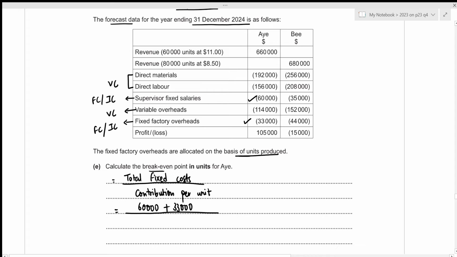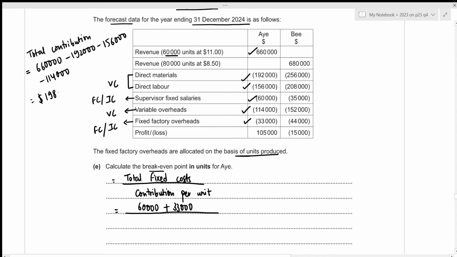the number of units. So our total contribution will just be revenue minus the total of our direct cost or the variable cost, which in this case is 660,000. That's the revenue, minus 192,000, minus 156,000, and minus 114,000. And this results in the value of 198,000.